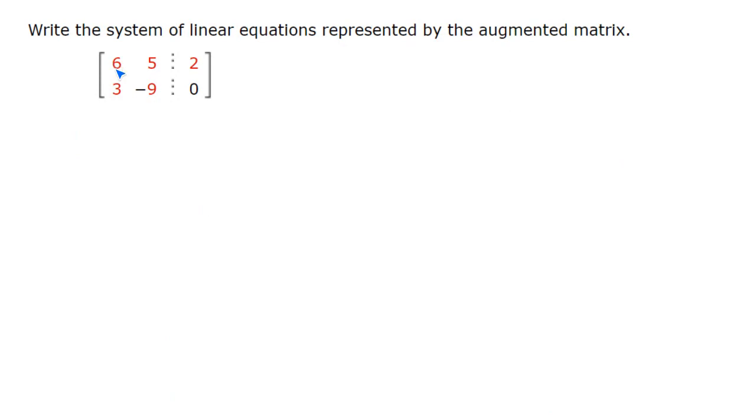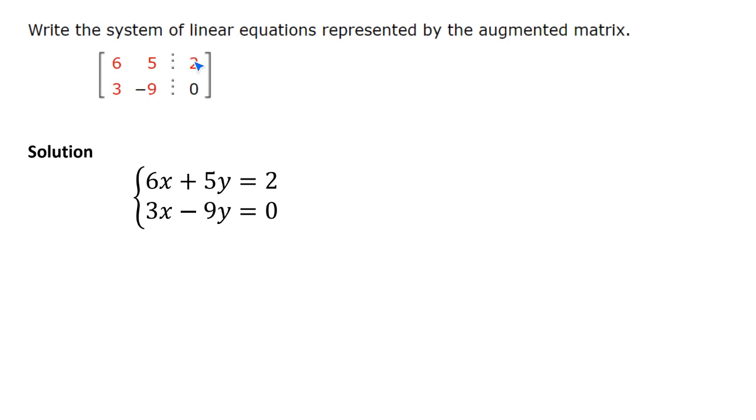So usually on your WebAssign assignments, they're going to tell you which variables to use. If they don't tell you which variables to use, then you can use X and Y. So here we'll just use X and Y. So I have a 6. So that's going to be the coefficient for X. And so I would have 6X, and then I have a 5. So that would be 5Y.